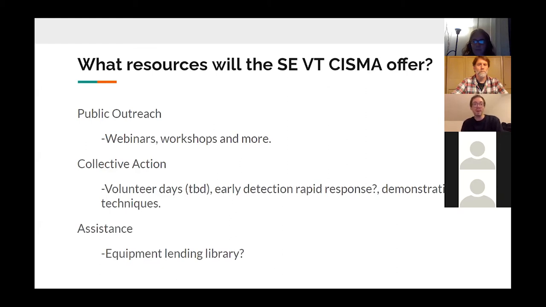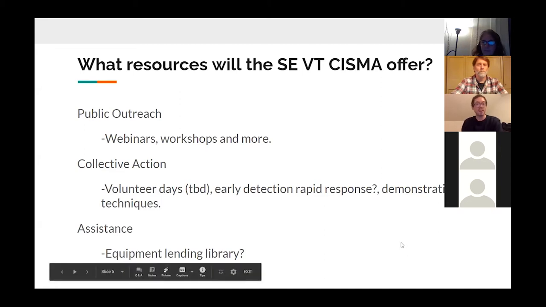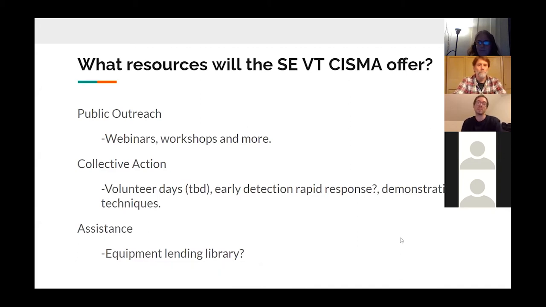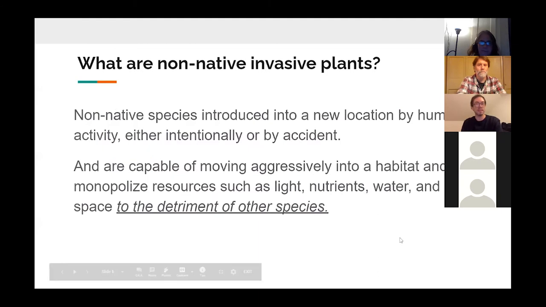And then as far as assistance, in addition to everything that we've already talked about, I'm most excited about getting an equipment lending library going. Obviously, that would require lots of protocols around COVID safety, but we'd love to get some specialty invasive plant management tools in your hands so that you can address invasive species on your land. And I think that's it. And I'll pass it off to Rachel Klisch.